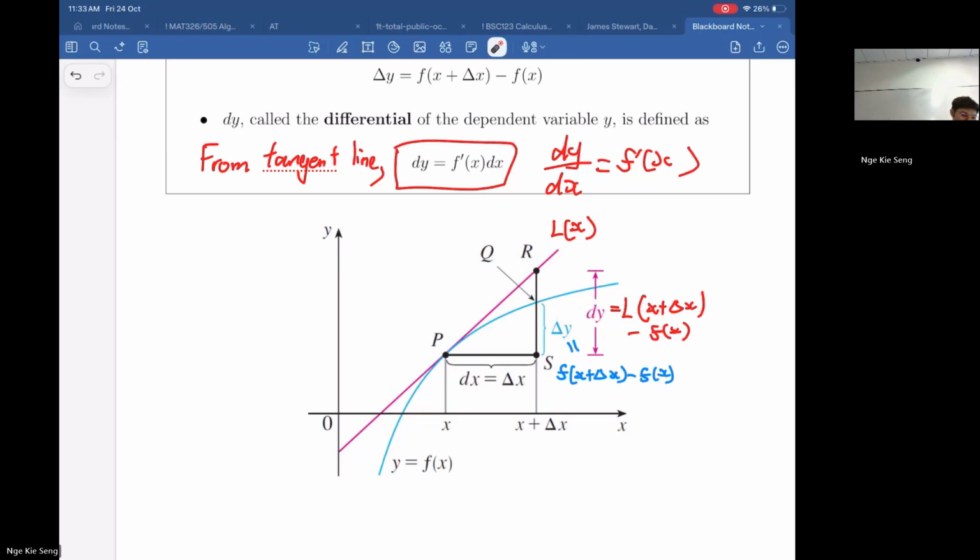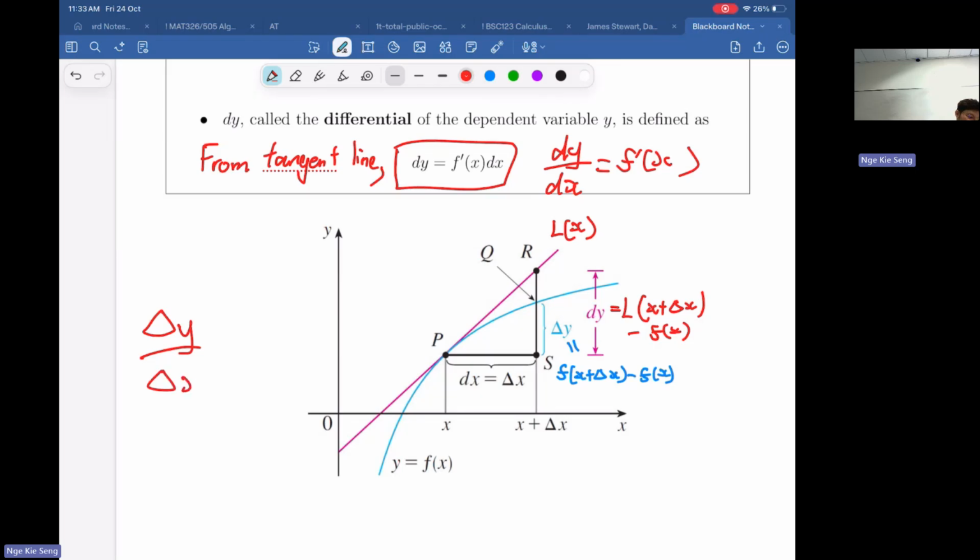Does it make sense? Because in the usual case, delta y over delta x equals m only works for a linear line. That's why we have this dy dx work for tangent.